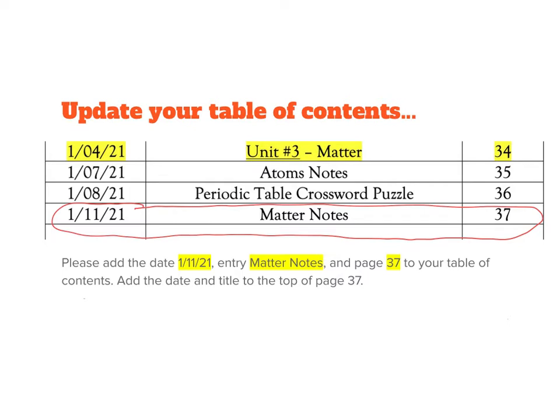Then as you finish that, go to page 37, and at the top of the page, title it page 37, matter notes, and you can add our date in again, 1-11-21, and 37 at the bottom. As we move through the notes today, just a couple reminders. As usual, anything that you see highlighted in yellow, you should copy into your science notebook. If I'm going too fast for you, pause the video, finish up your writing, and then start the video up again.